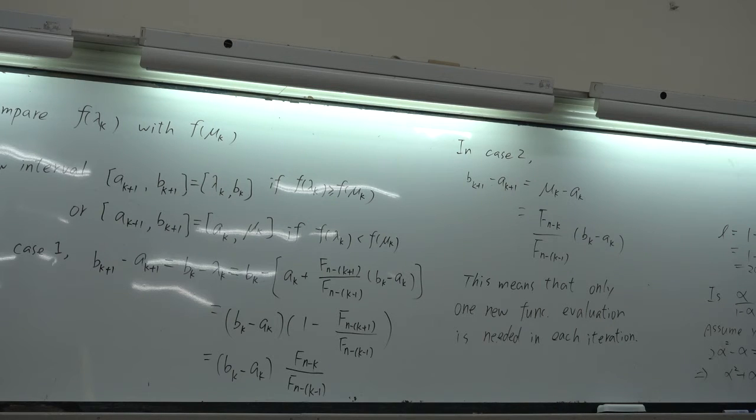So, yep, this is the so-called Fibonacci method, and again we just try to compare f of lambda k and f of mu k, and make the bracket smaller and smaller. Okay, and finally we can stop. Okay.